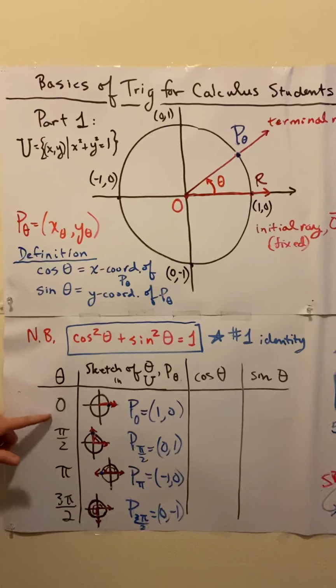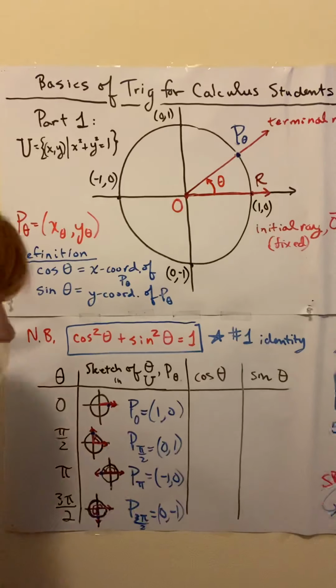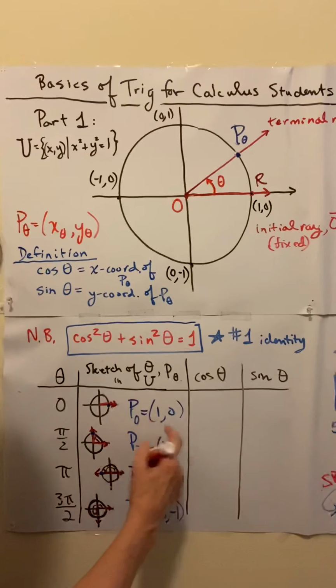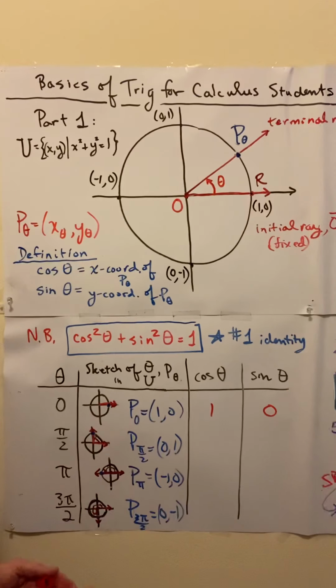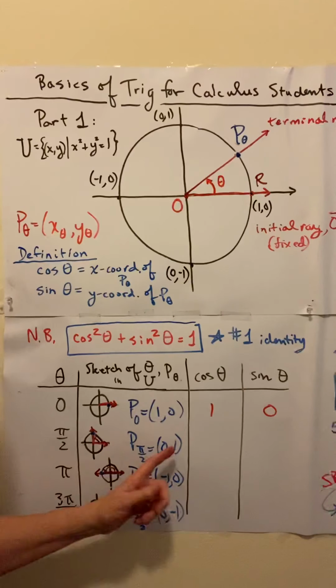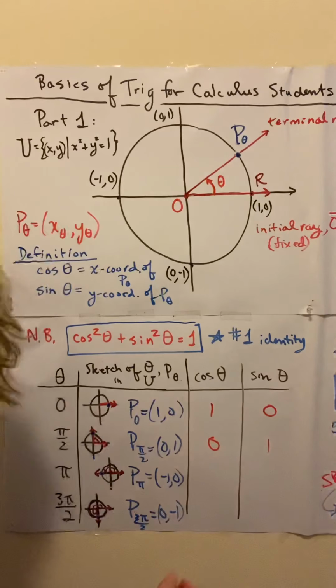So for example, if the angle is 0, there is P sub 0, it's the point 1, 0. So what's the cosine? What's the sine of 0? If the angle is 0, the cosine is, just read it off of the coordinates, 1. What's the sine? 0, because those are the 2 coordinates. Same thing with pi over 2, also known as the 90-degree angle. There is P sub pi over 2 on the terminal ray. It's at the point 0, 1. So the cosine of pi over 2 is 0, the sine is 1.